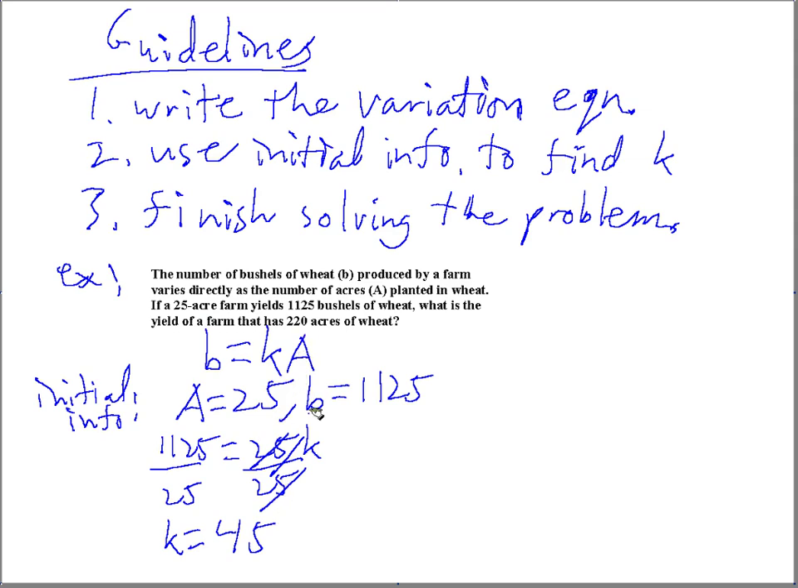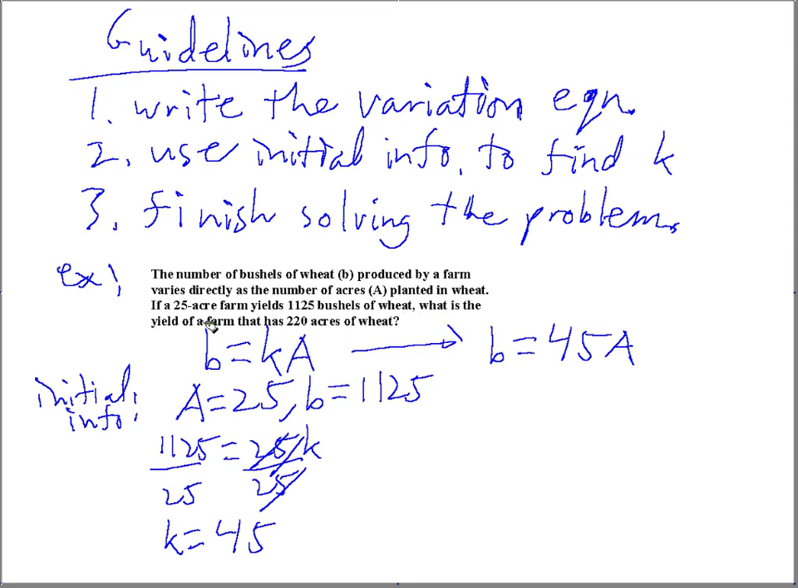Now, let's rewrite this equation plugging in the 45 for k. So now this equation becomes what? B equal to what? 45 times a. Because that's what k is, right? 45. All right, 45 times a. All right, then. Let's finish off the problem, right?